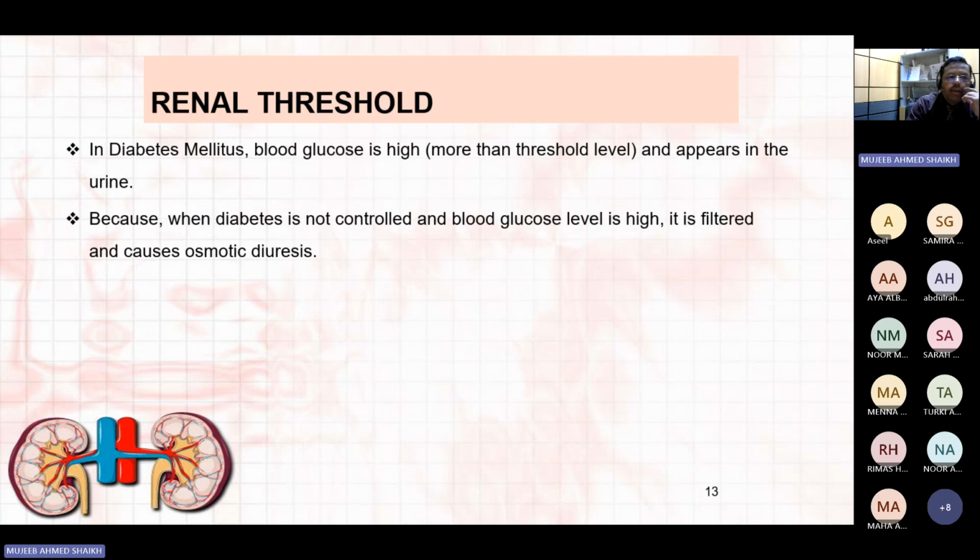Okay, so renal threshold in diabetes mellitus: what is happening in diabetes mellitus? Blood glucose level will be very high. So the threshold level will be reached, and then the plasma which is filtered will have excess glucose. All the carriers will become saturated, and this excess glucose will pass into the urine, and the person will be labeled as having glycosuria. Glycosuria: glucose in the urine.